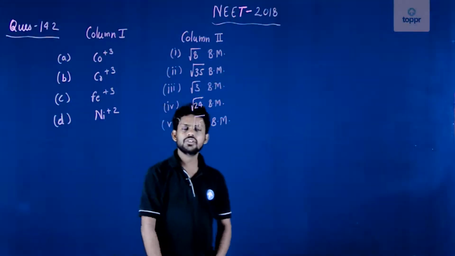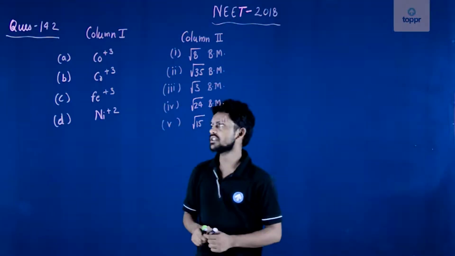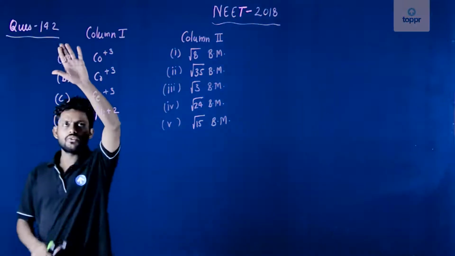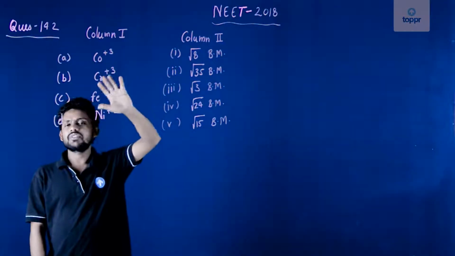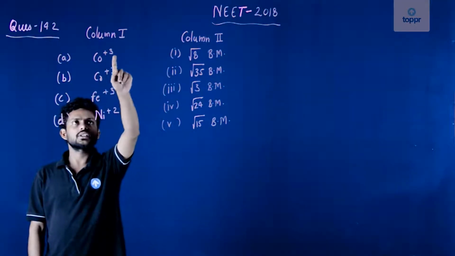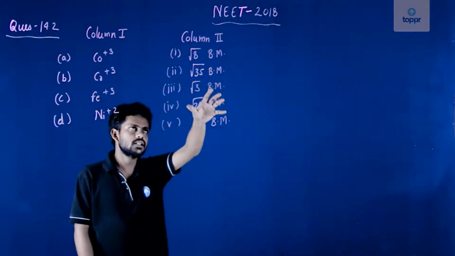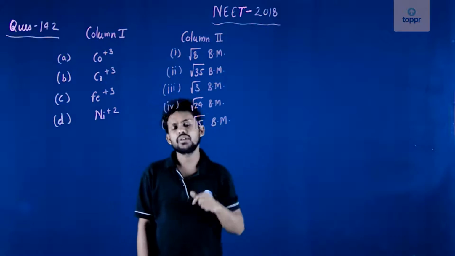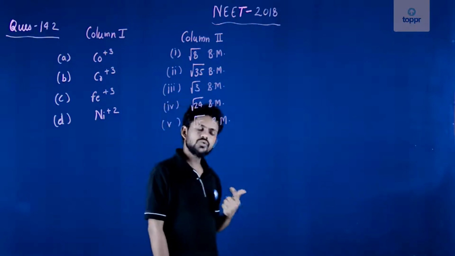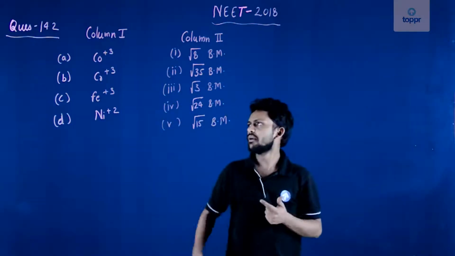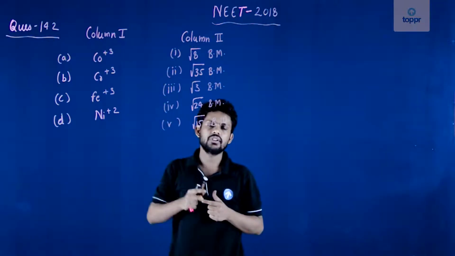So this is another question from NEET 2018 examination. Question number is 142, where the question is very simple. What you need to do is, there is a column where various metal ions are given, and there is another column where magnetic moments are given. So what you need to do is, you need to calculate the magnetic moment and match with the column 2.